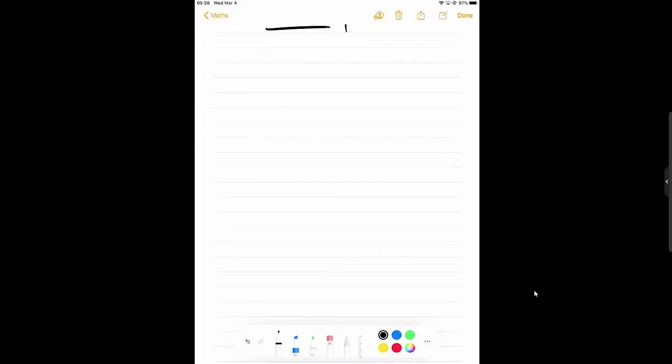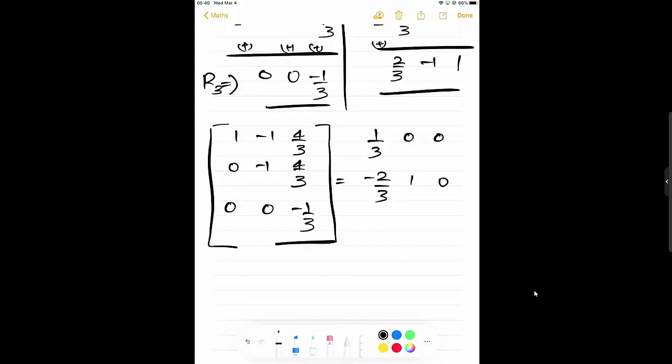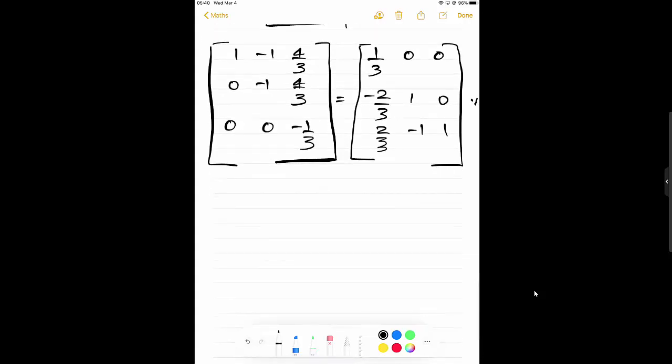So write down the final matrix. First two rows remain the same, and substitute in the third row. Matrix A changes like this. First two rows remain the same, and third row was 2 by 3, minus 1, 1, dot A. So we arrived at this result. So the requirement, L shape, is done.